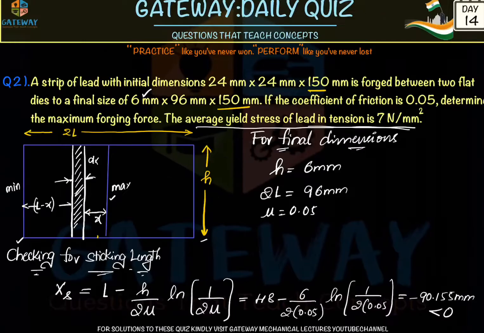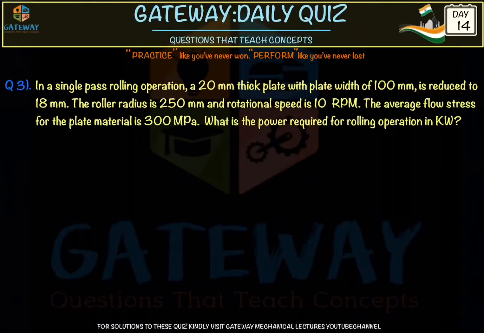Right. This is a question on forging. Next, the question is on rolling. So rolling operation, and the question is a single pass rolling operation. Okay, it's 20 mm thick. So initial thickness, let that initial thickness be h1. It is given as 20 mm.